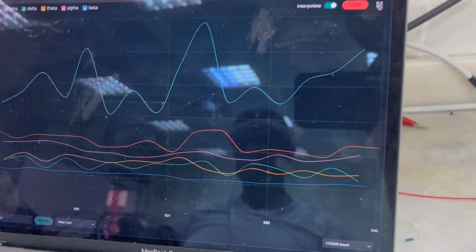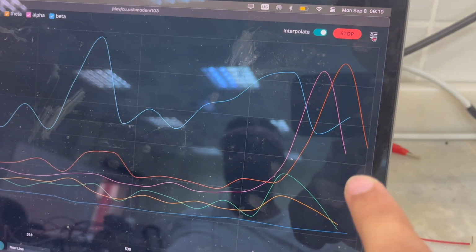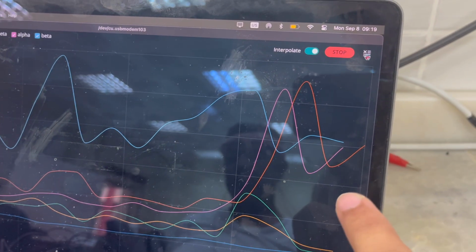So close your eyes. Let me close our eyes. We get a rise. As you can see, we have the spike, we have the rise.